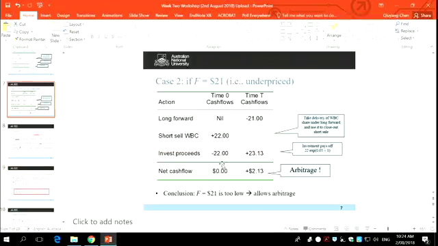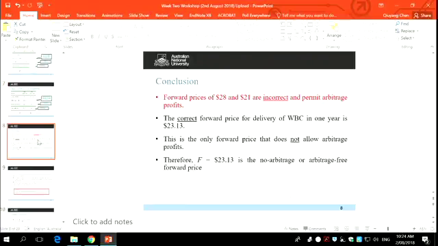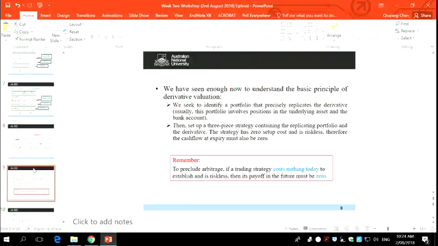Going back to this column, remember, it cost us nothing to set up today. Therefore, this column here ought to be 0. Otherwise, there will be an arbitrage opportunity. Can we agree on that? Right? So to prevent the arbitrage, if a trading strategy costs nothing to establish today and is riskless, then the payoff in the future must be zero. And this is our central recipe to derive the pricing formula for the forward and the futures contract.